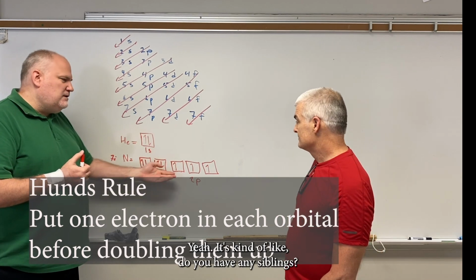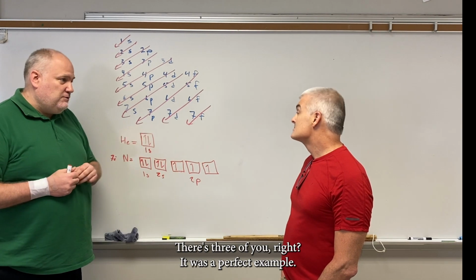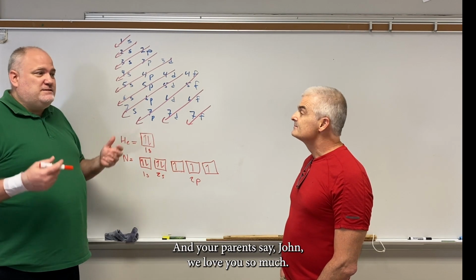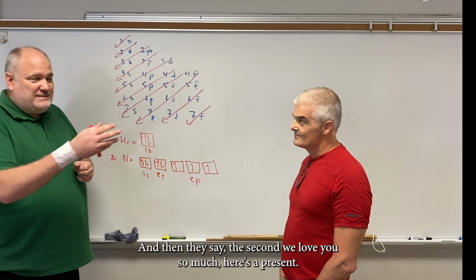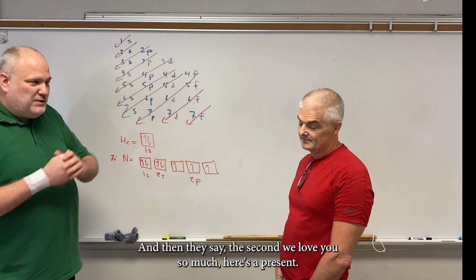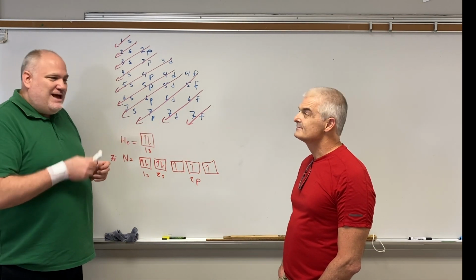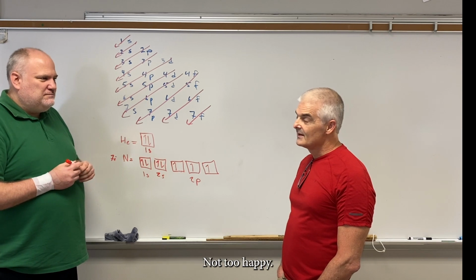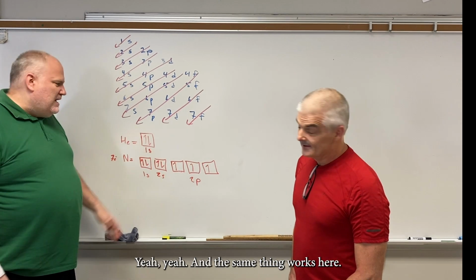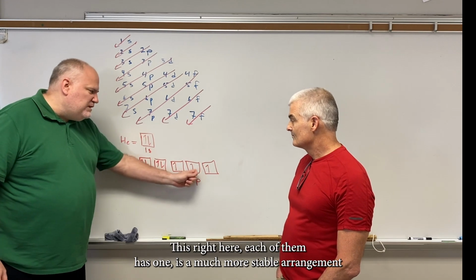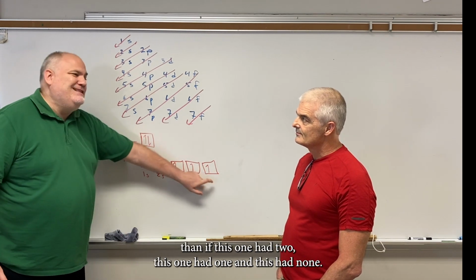It's kind of like, do you have any siblings? I do, 2 siblings. So let's imagine it's Christmas, and there's 3 of you. Your parents say, John, we love you so much, here's a present. Then they say to the second, we love you so much, here's a present. And for the third, we're like, nah, let's give John a second present. How is your third brother going to feel? Not too happy. Won't that be a really unstable, unhappy arrangement? Yeah. And the same thing works here. This arrangement, where each of them has 1, is much more stable than if this one had 2, this one had 1, and this had none.